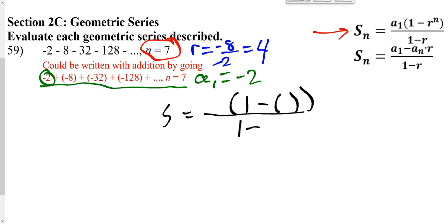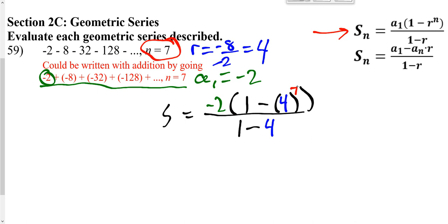So I'm going to plug in my first term. Then I'm going to plug in my R. I would encourage you to always put R in parentheses. It doesn't necessarily make a difference on the top if R is a positive number, but it does make a difference if R is a negative number. And then I'm going to plug in N. Now, for a geometric sequence, your exponent is always N minus 1. But you'll notice here, it's just the number of terms.